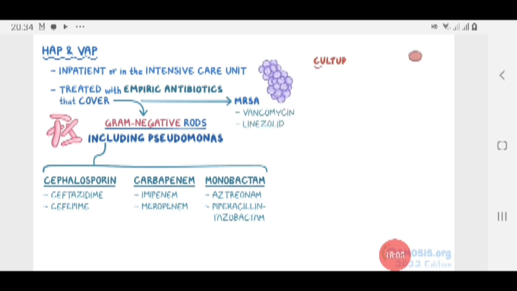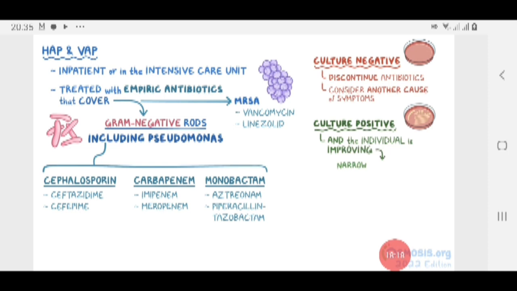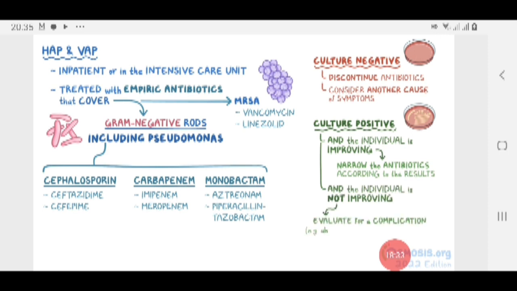Now, if the cultures come back negative, discontinue the antibiotics and think about another cause of their symptoms. If the cultures are positive and the individual is clinically improving, then narrow the antibiotics according to the culture results. But say the cultures are positive, however the individual is not getting better. In such a case, you should evaluate for a complication like an abscess or a parapneumonic effusion.